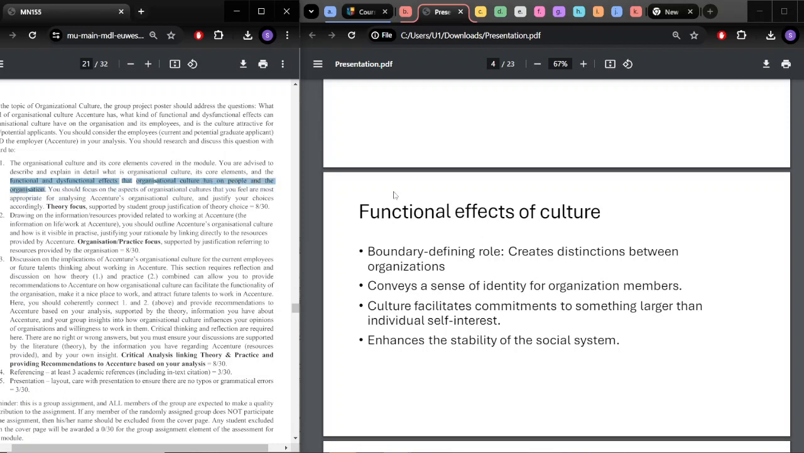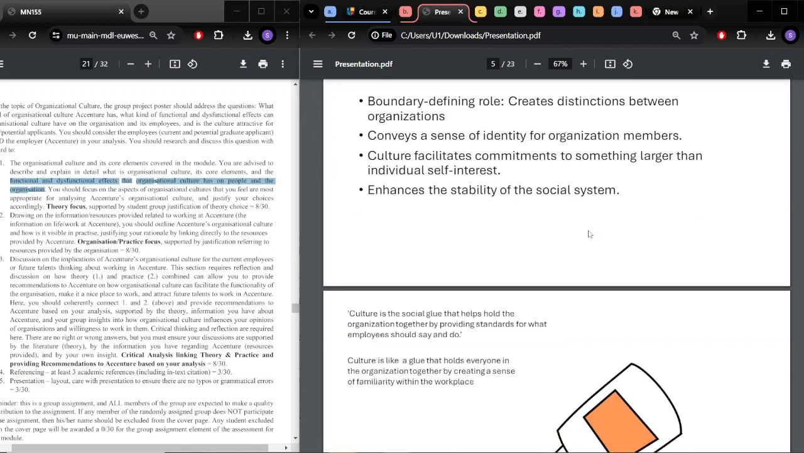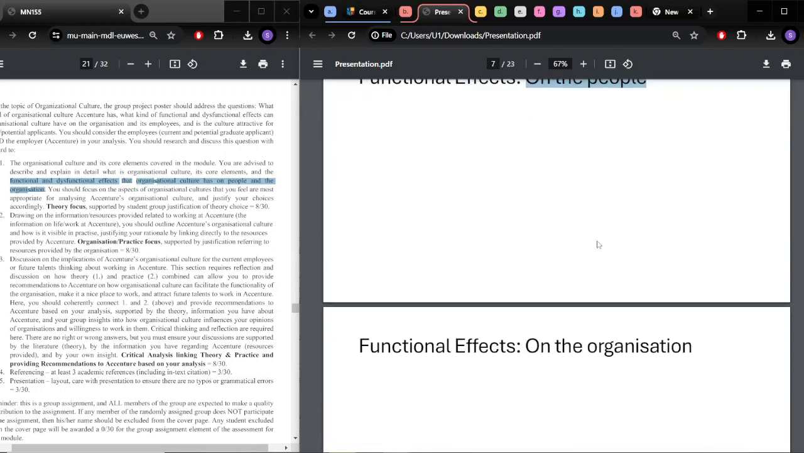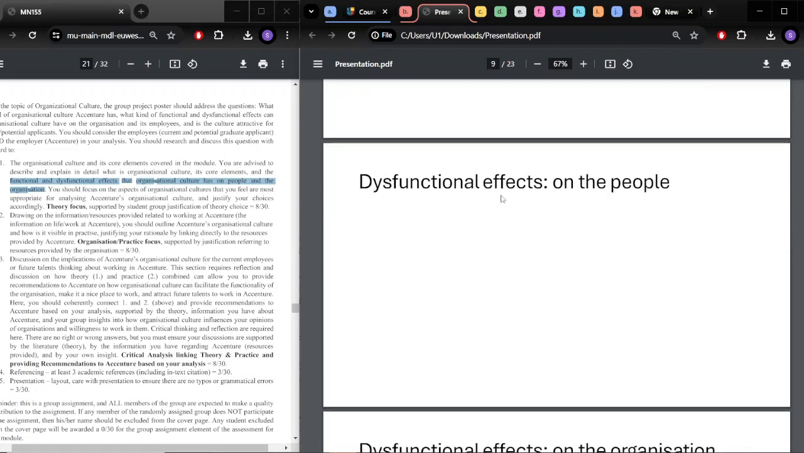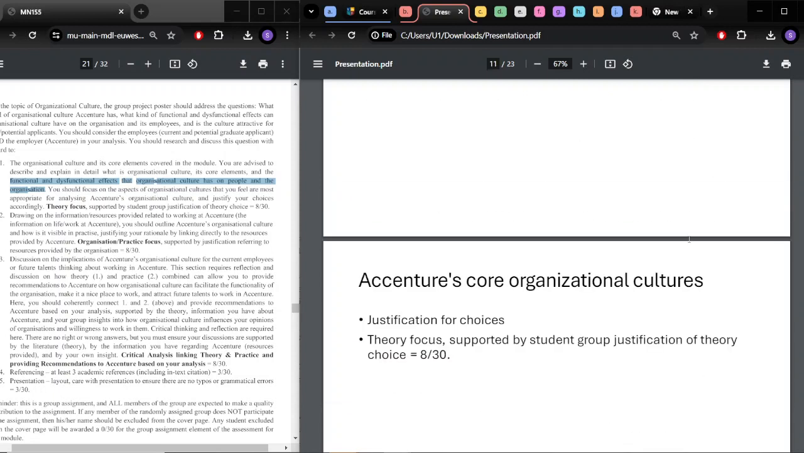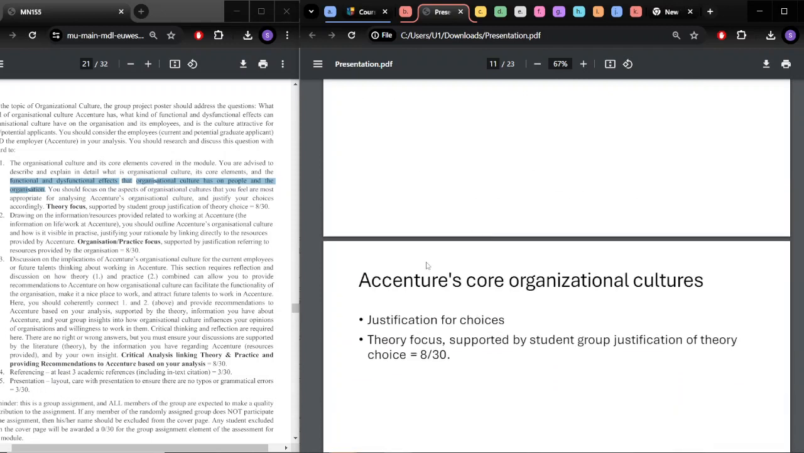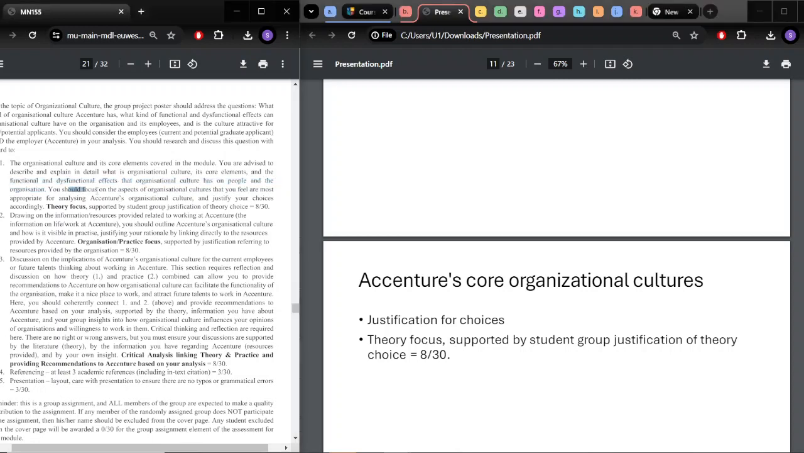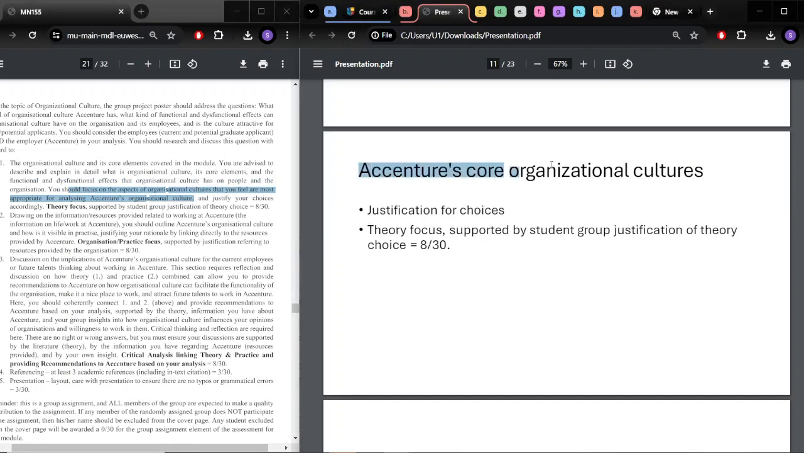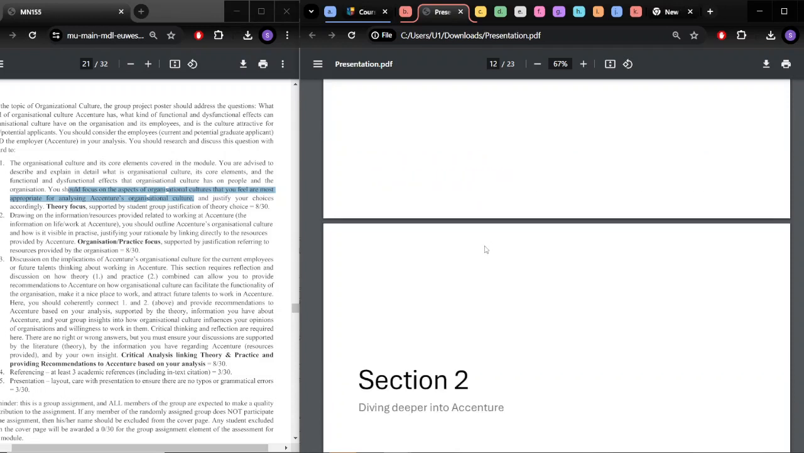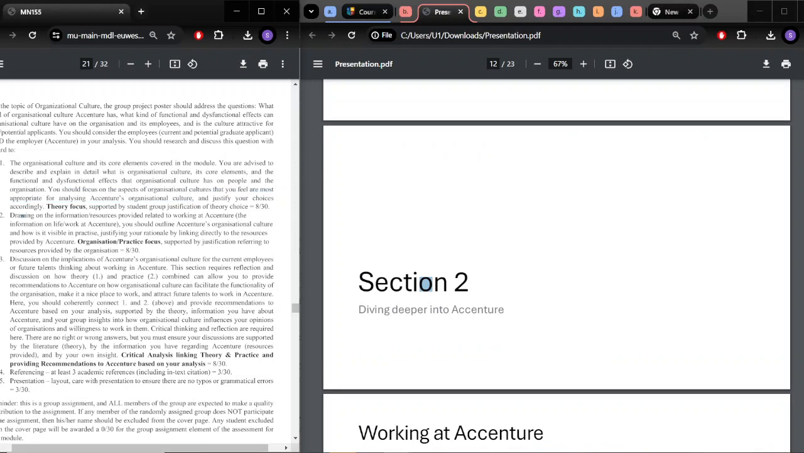So I broke this sentence down because it's really the main part. We've got functional effects of culture on the people, on the organization, and then we have dysfunctional effects on the people and on the organization. Okay? And then we've got Accenture's. You should focus on aspects of organizational cultures that are most appropriate for Accenture's organizational culture. So then we broke that down, Accenture's organizational cultures. And then it also says in there, have a justification for your choices. Okay?